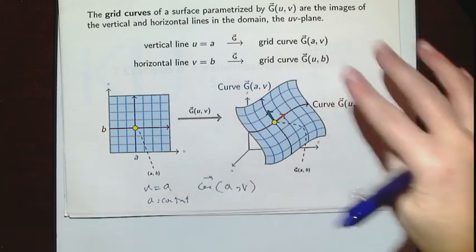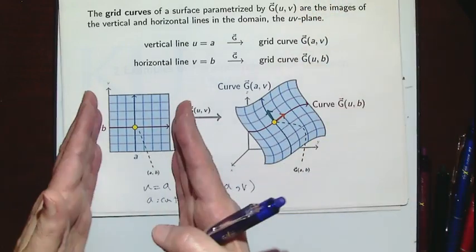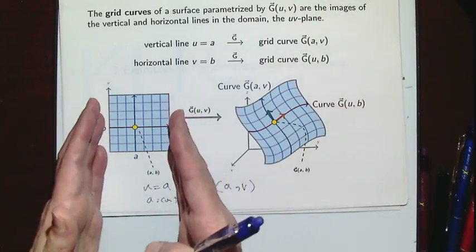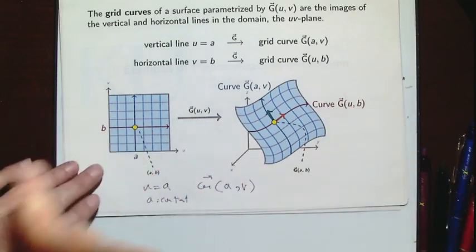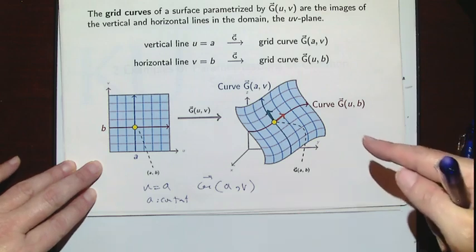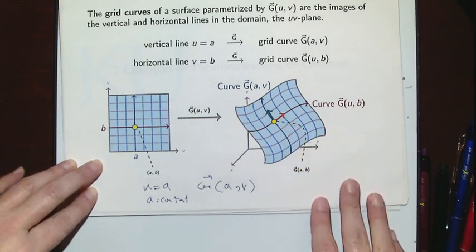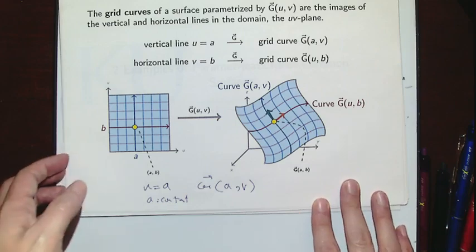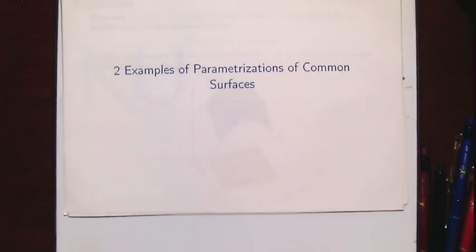So this G not only takes the entire piece of a plane to a surface, it takes each grid line to another grid line in the other one. Each curve in here goes to another curve in there, basically. Fair game? So that said, a little bit about that.